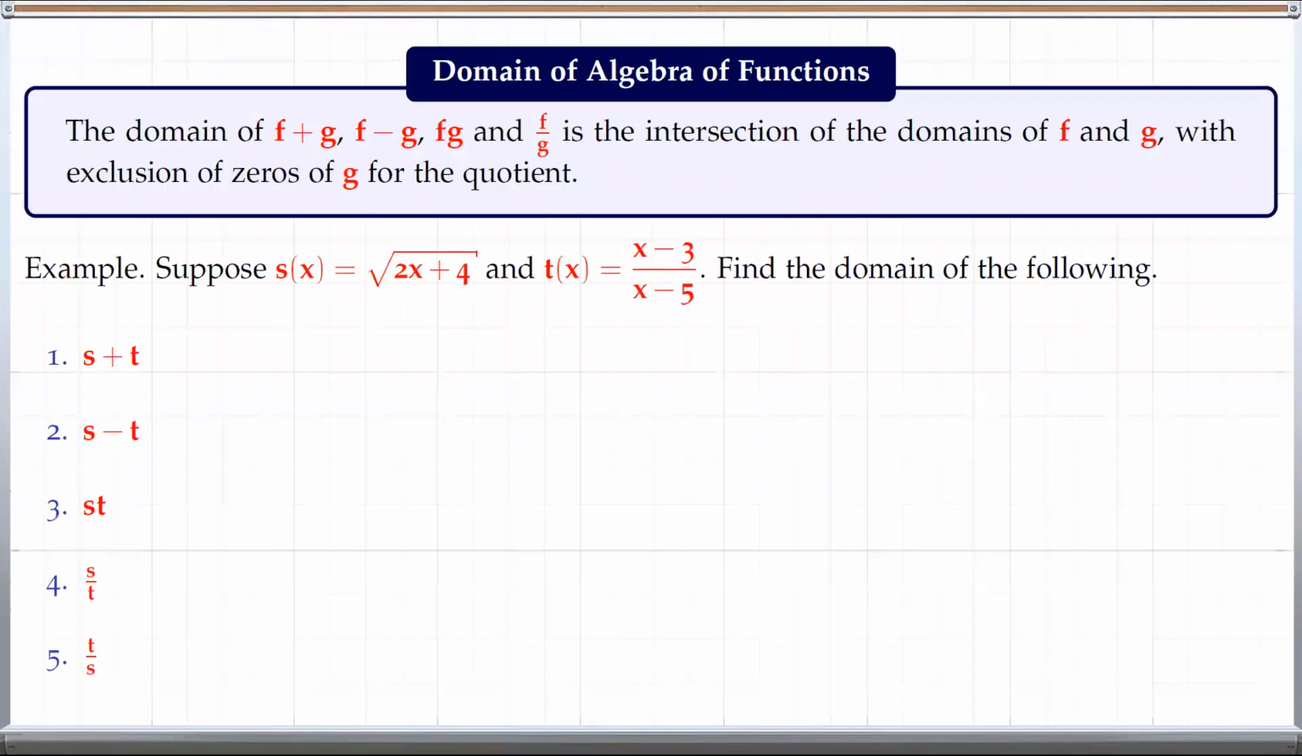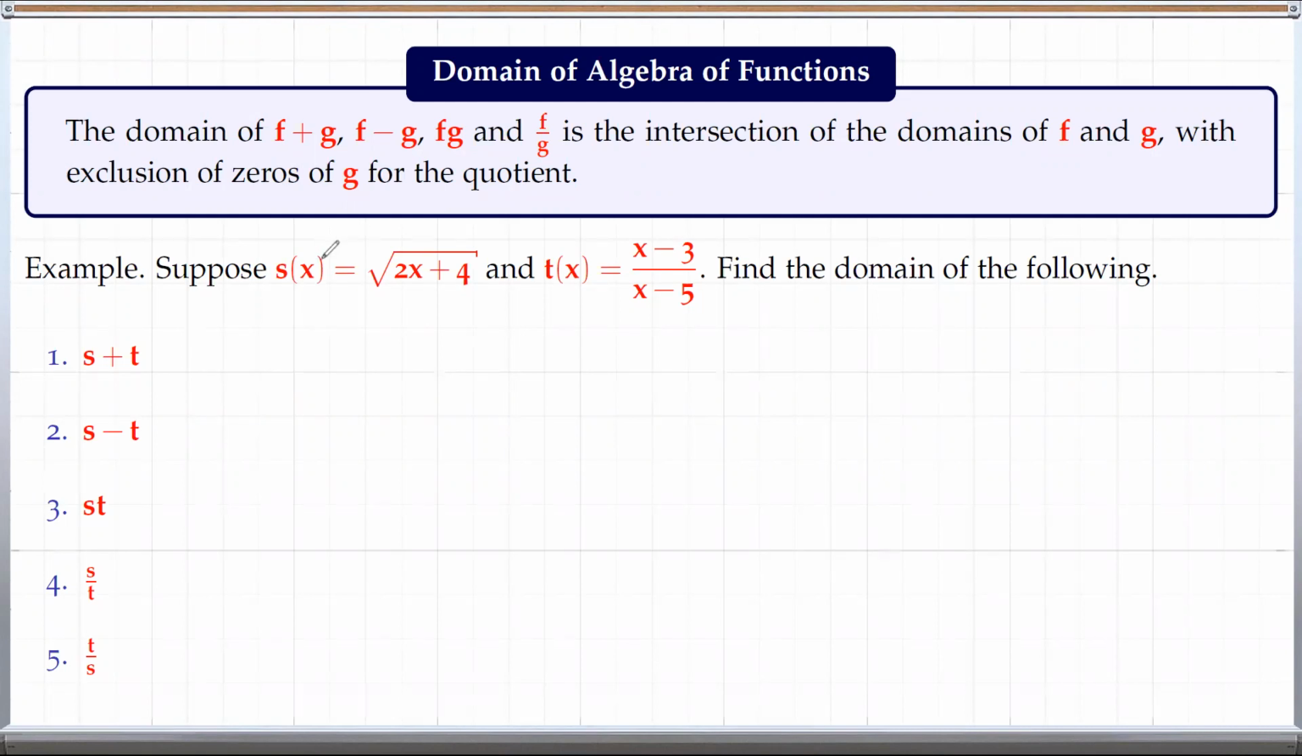So from the examples we just looked at, we need to be very careful about the domain of these combinations of functions. Basically, the domain of these combinations, the sum, difference, product, and quotient, is simply the intersection of the domains of f and g, with exclusion of zeros of g for the quotient.